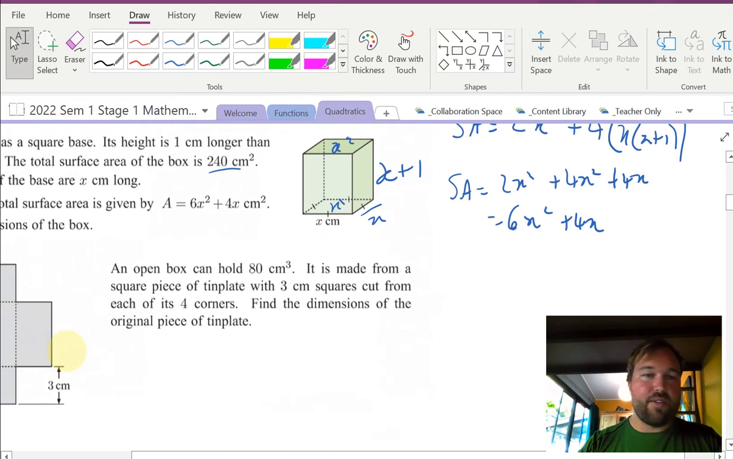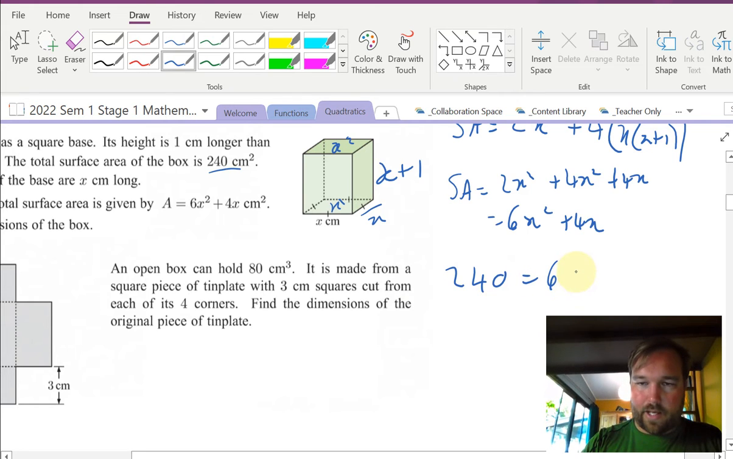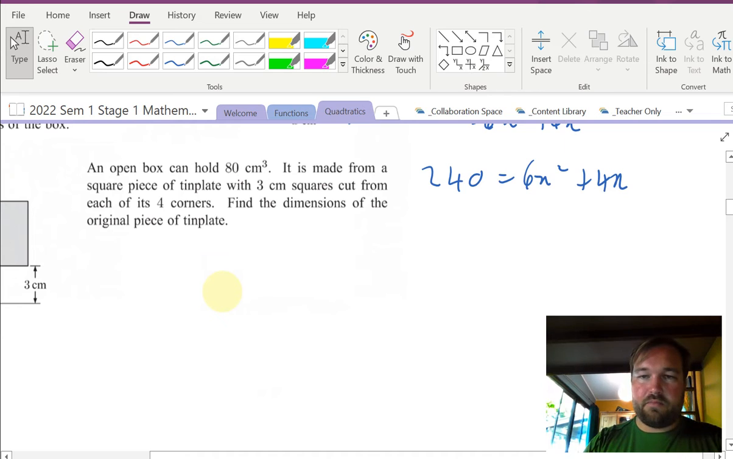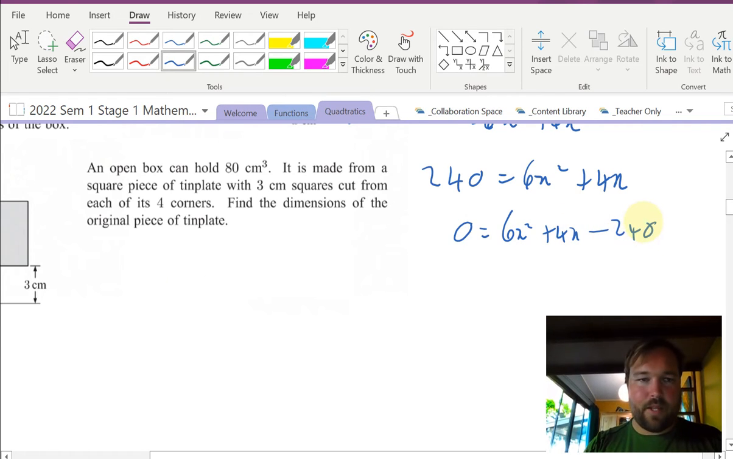All right, so the surface area is given by this expression, and we know that expression is equal to 240. We say 240 is 6x squared plus 4x. Subtract that over. 0 equals 6x squared plus 4x minus 240.